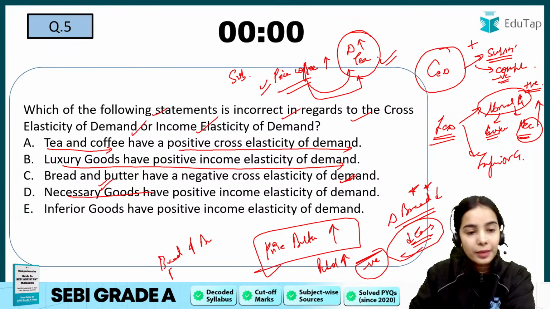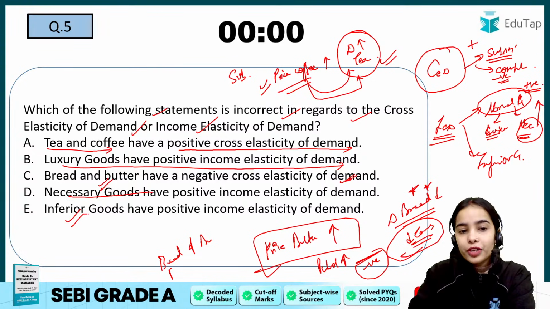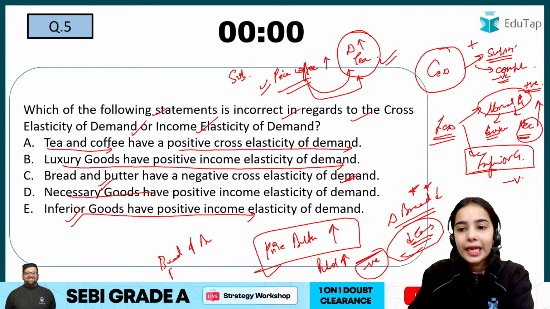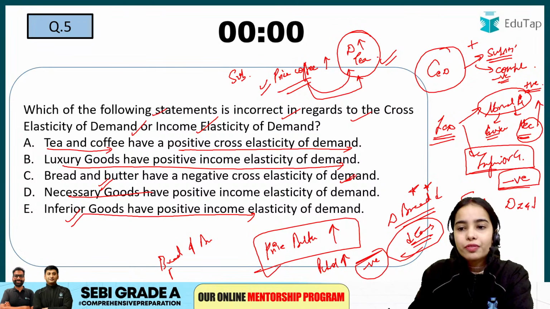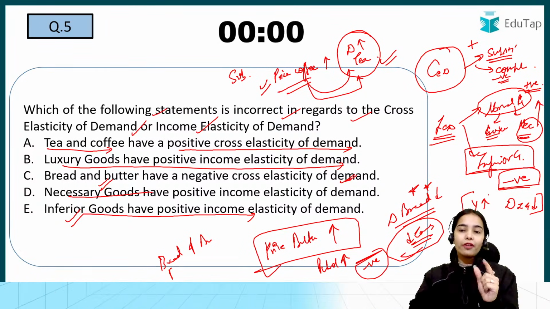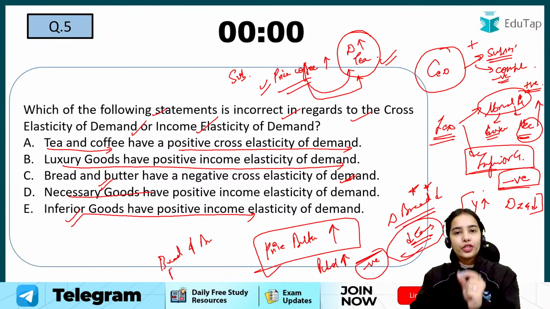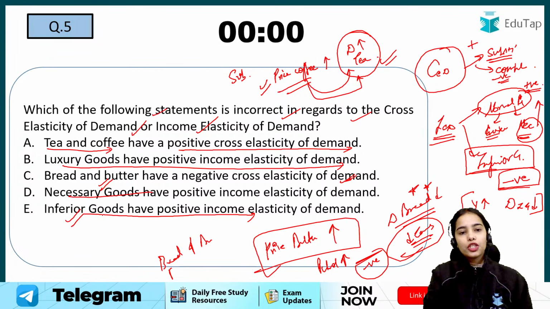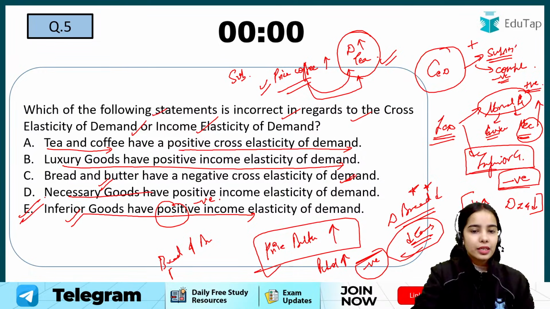Now the answer is inferior goods. Inferior goods have positive income elasticity of demand? No, inferior goods have negative income elasticity of demand, because if your income is increasing, the demand for inferior goods will decrease. If your income is increasing, your demand for inferior goods will decrease. So inferior goods have negative income elasticity of demand. That's why the answer here is E.